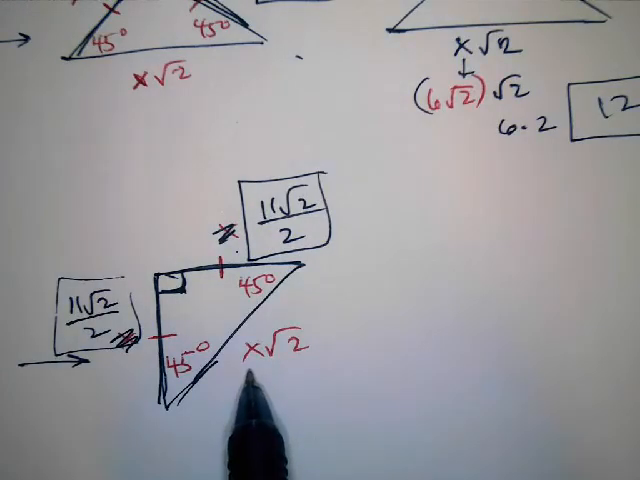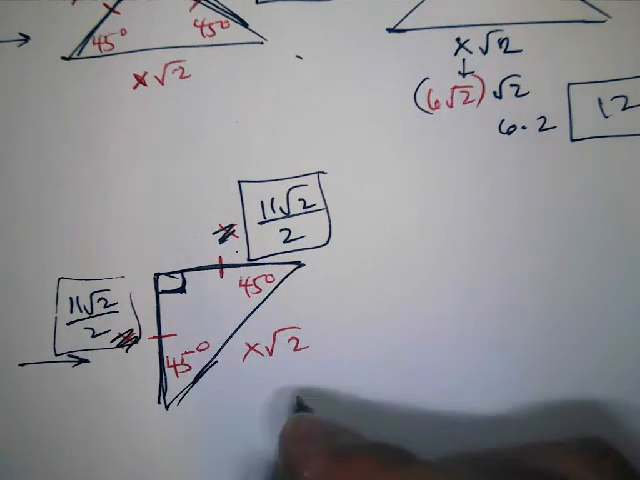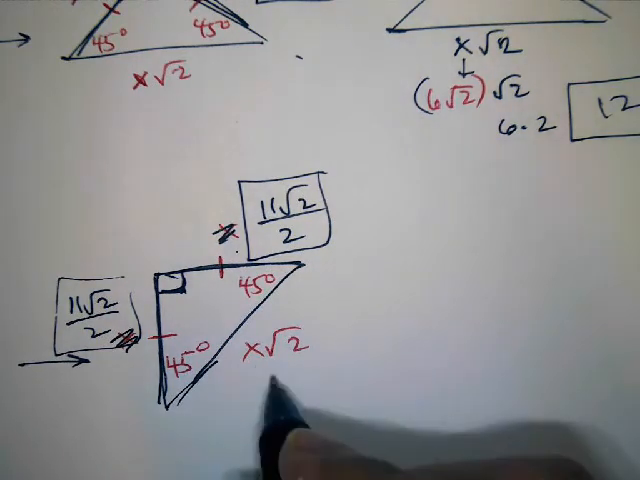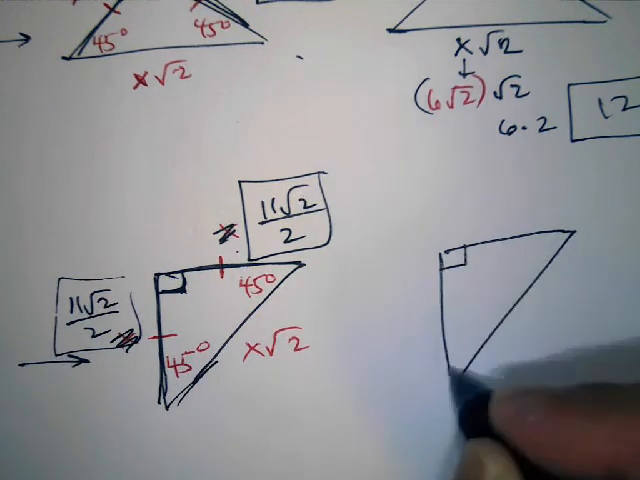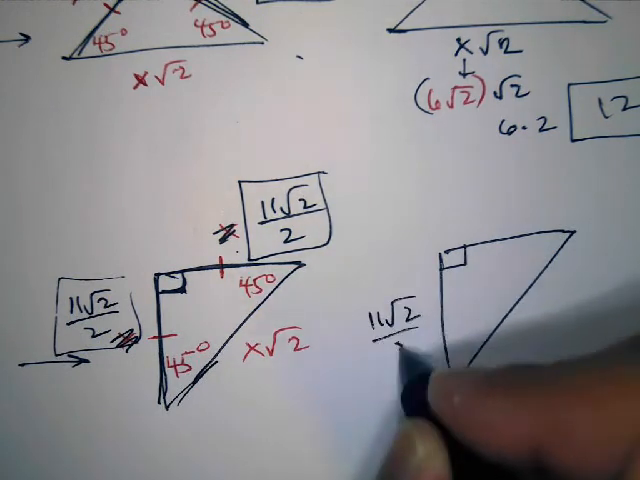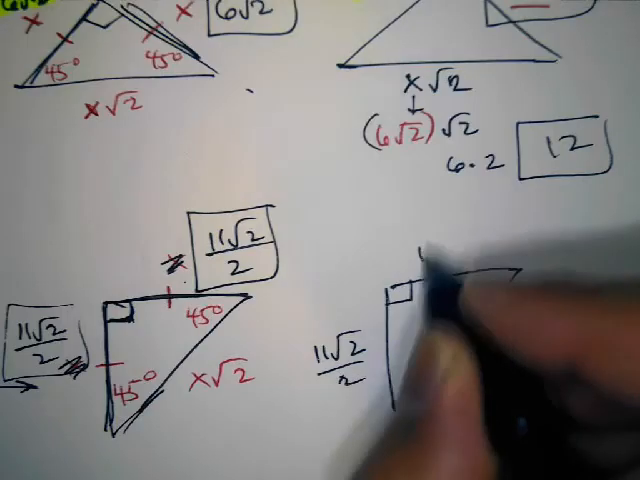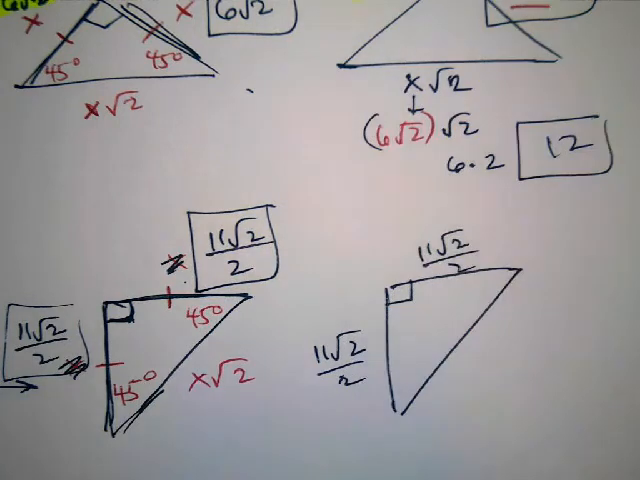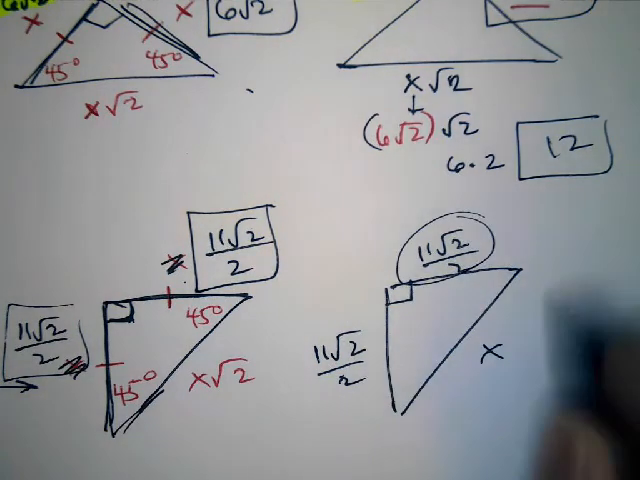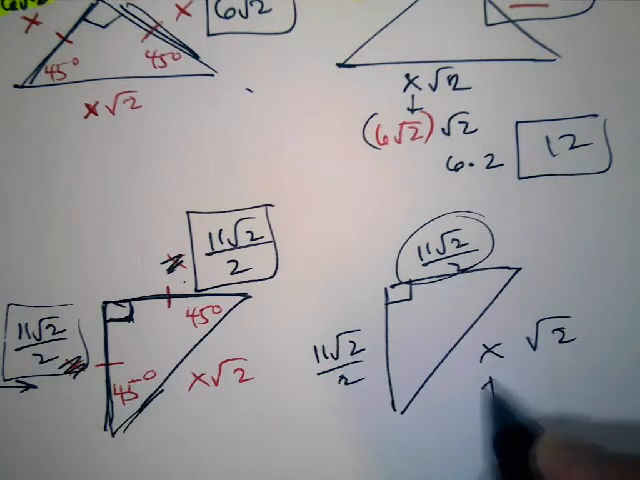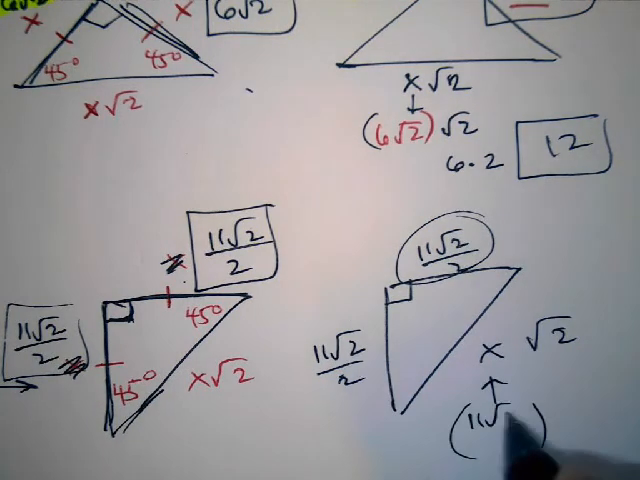These have to be congruent. They're the same. The question is, how do you get this one? Now watch here. This one you're supposed to put what? Let me do it over here. That's 11 root 2 over 2. That's 11 root 2 over 2. This one should be the value of x, which I know, times root 2.